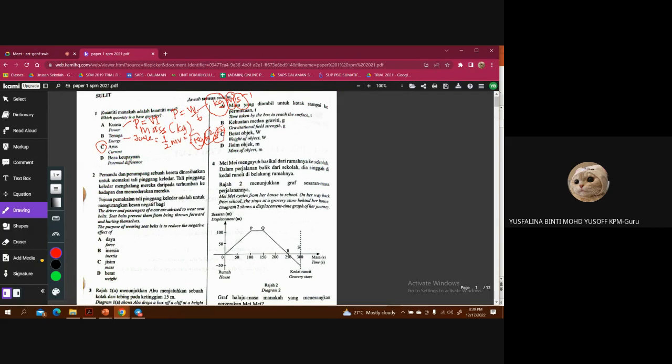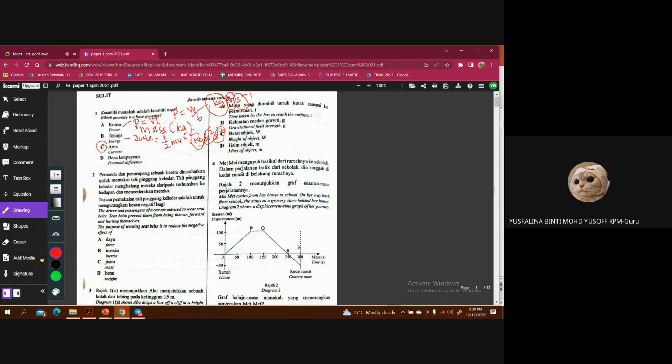Another one, if I'm not mistaken: mass, length, time, and temperature. Yes, another one is temperature, so it must be in Kelvin. All right, then for number 2.